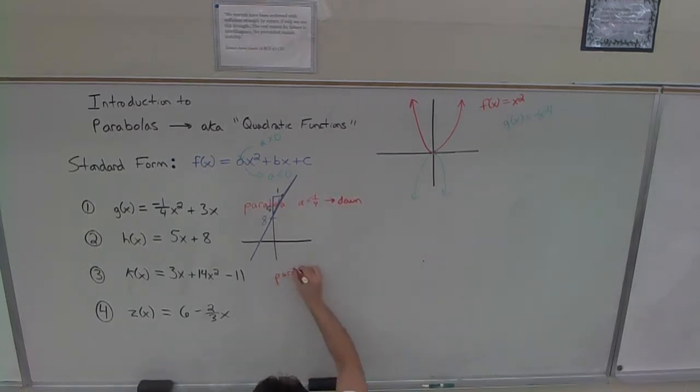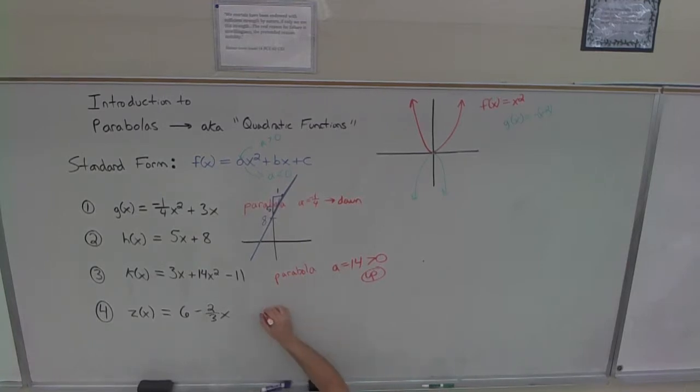What is it, though? Is it going up, facing up, this kind of shape, or facing down? Facing up. Facing up because of which number? 14. A is 14 there. That's positive, greater than 0, so that's up. Okay? What do you guys think for number 4?